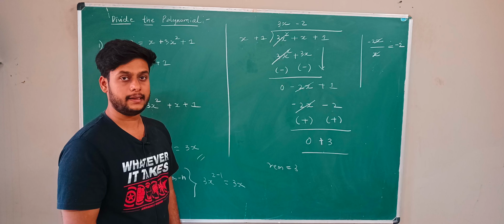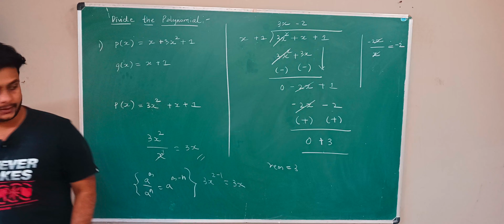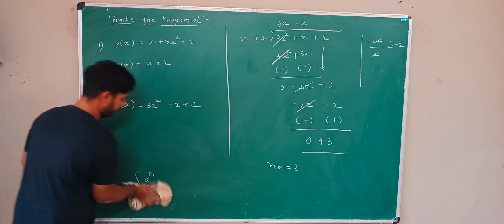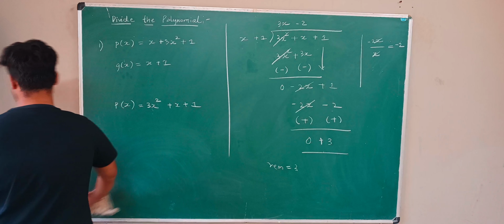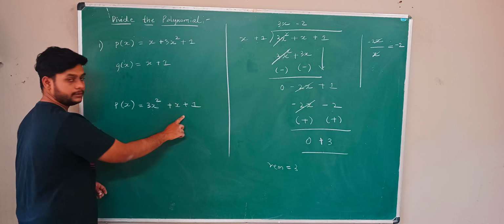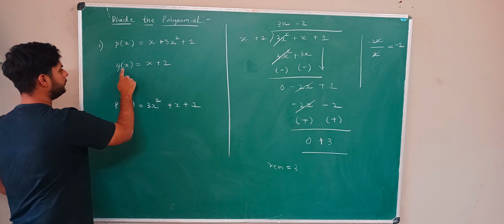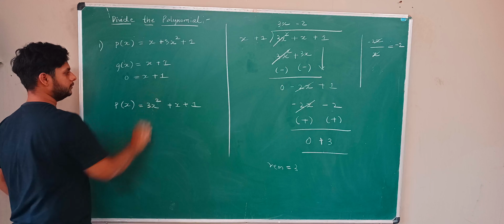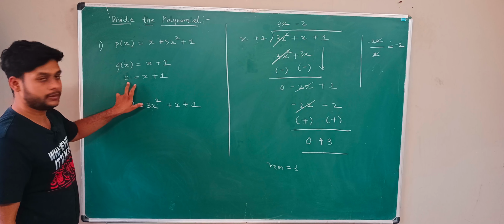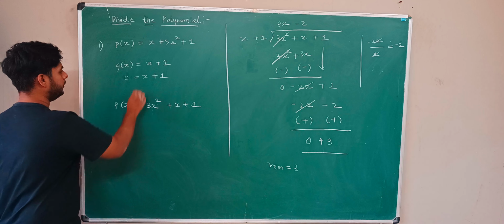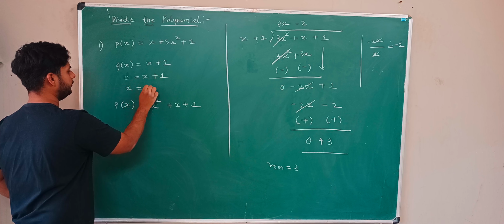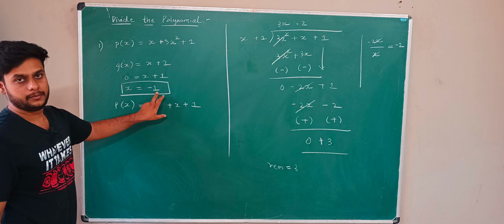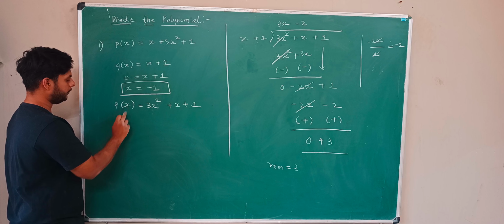To verify, to get a guarantee, see what I will do. To get a guarantee, I will rub this first. After doing everything, what you do is, this is my p of x, this is my g of x. Now in place of this g of x I will put 0. 0 is equal to x plus 1. What did I do? In place of g of x I put 0. 0 is equal to x plus 1. Now x is equal to what? This 1 will go this side, so it will become minus 1. So x is minus 1. Now I should put minus 1 in this equation.